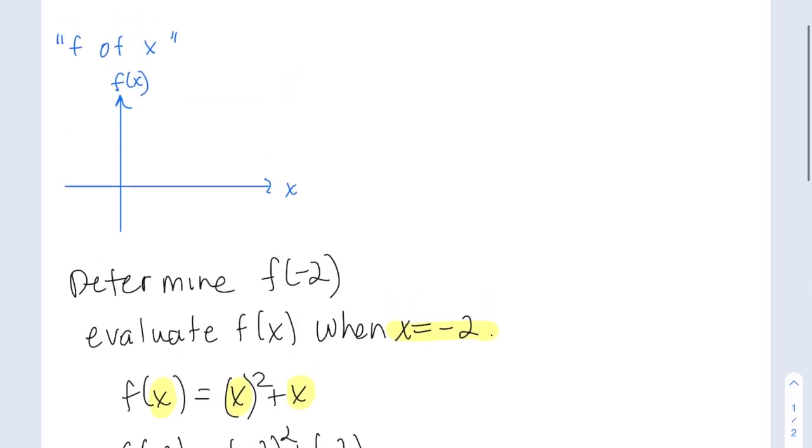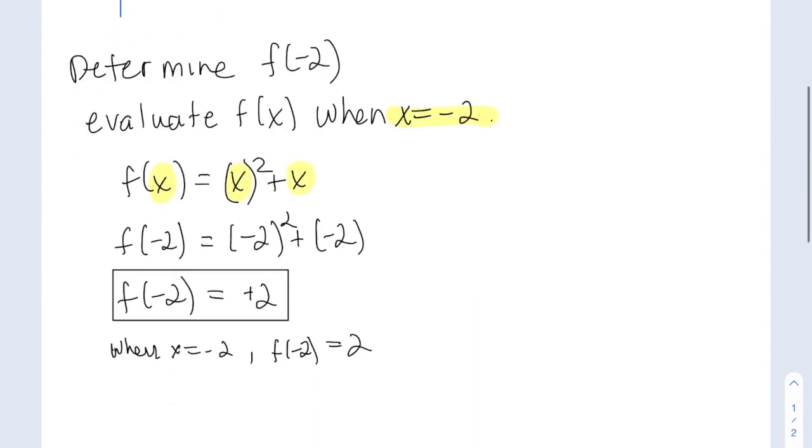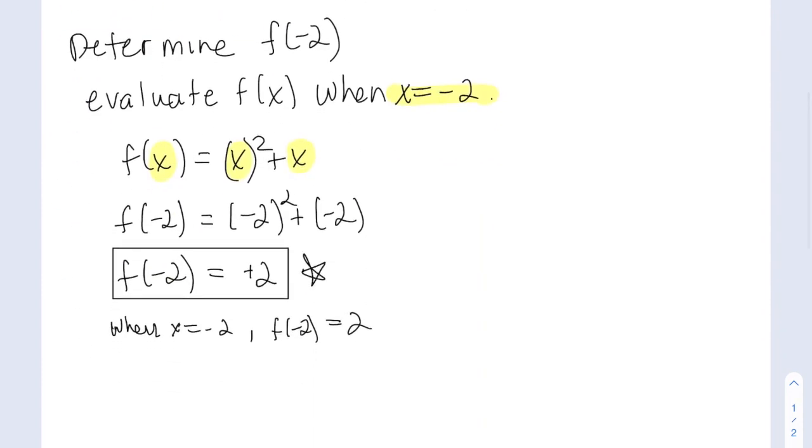Whereas if I did the same thing up here, I would end up getting my final answer as y equals 2. In this case, I can't see what x is. But in this scenario, I can see what x is. I know very clearly that when x is -2, y is 2. So that's one benefit of function notation.